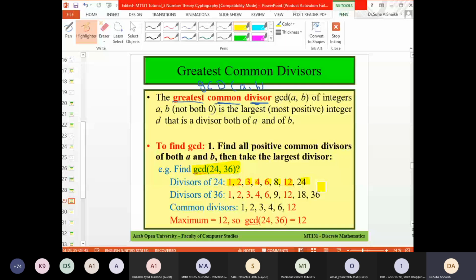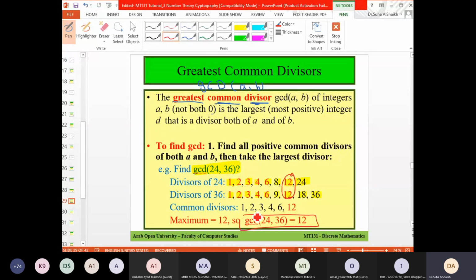Those are all the divisors of 24, right? Those are all the divisors that I have. What are the divisors of 36? It is 1, 2, 3, 4, 6, 9, 12, 18, and 36. What is the greatest common divisor between them? It's 12. So we say the greatest common divisor between the two numbers is 12.